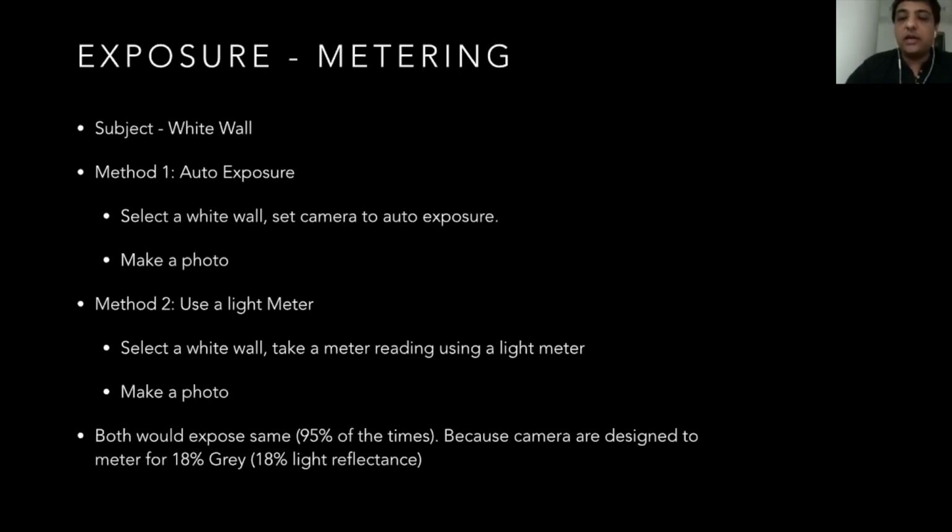The second exercise would be to use a light meter, then take a meter reading, that is reflectance meter reading, then you make a photograph. In all likelihood, if things are okay, you would get the same exposure both in auto and in metered, manual mode. The reason being, cameras are designed to expose your photographs at 18% gray, and that is your mid tones.